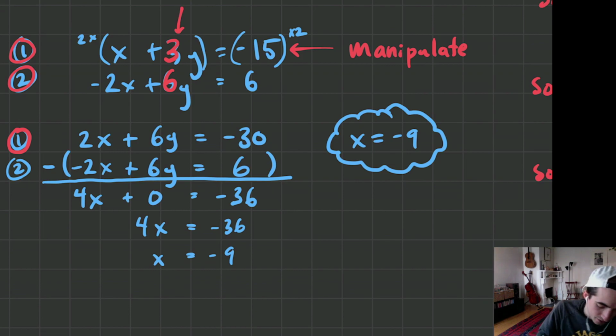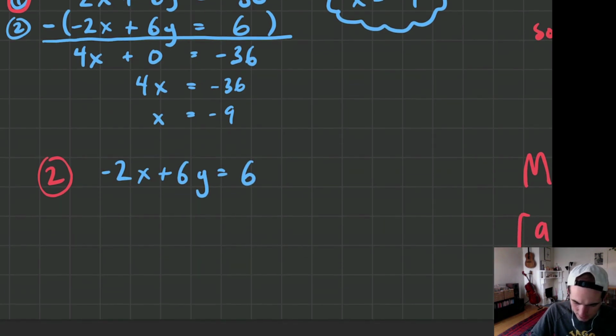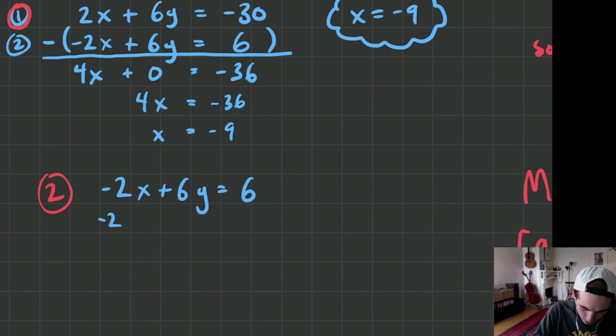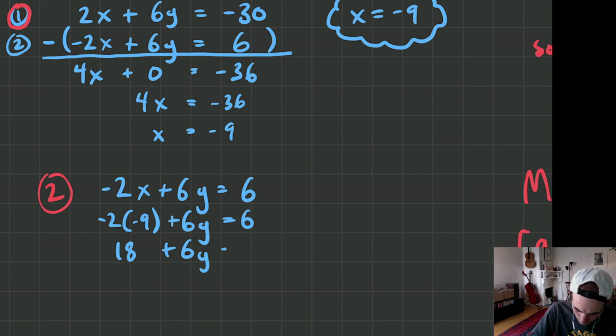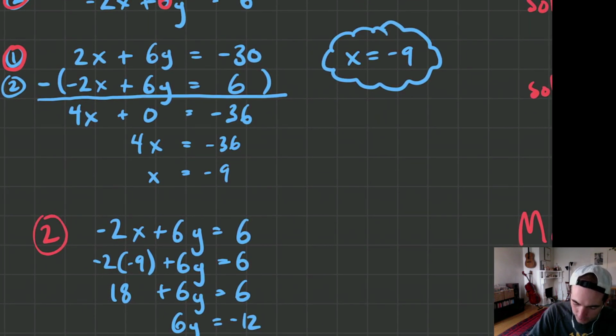Just for the fun of it, I'm going to use equation 2. Why not? So equation 2 is negative 2x plus 6y is equal to 6. And I know that x is equal to negative 9. So I've got negative 2 times negative 9 plus 6y is equal to 6. Negative 2 times negative 9 is positive 18. We have positive 18 plus 6y is equal to 6. Subtract 18 from both sides. I get 6y is equal to negative 12, or y is equal to negative 2. So when x is equal to negative 9, y is equal to negative 2.